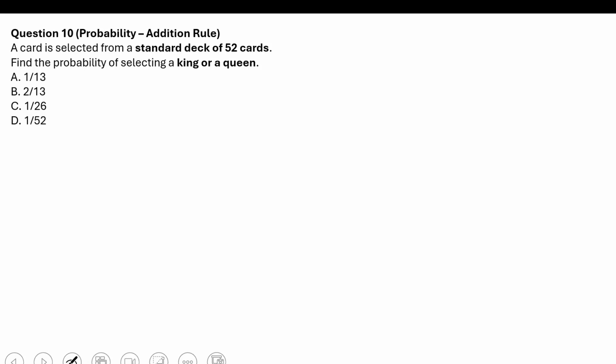So we look at the probability addition rule. A card is selected from a standard deck of 52 cards. Find the probability of selecting a king or a queen. First of all, we are told a king or a queen, so we are not particular about whether it's a king or a queen. It is a combination of the two. So the first thing you do is to know the number of kings in a deck of cards.